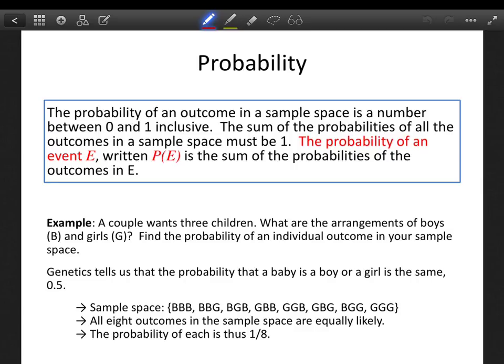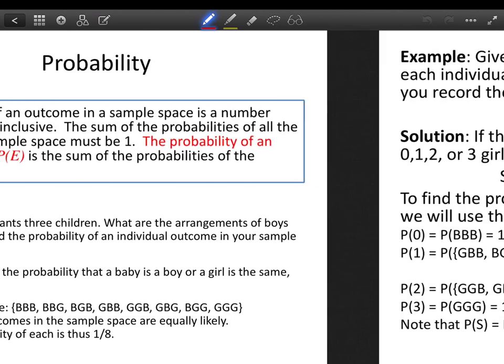The probability of an outcome is always going to be a number between 0 and 1. And if we add up all the probabilities of outcomes in a sample space, they must add up to 1. We write P of E for the probability of an event, and that's just the sum of the probabilities of outcomes in E. I'll let you read the example below.